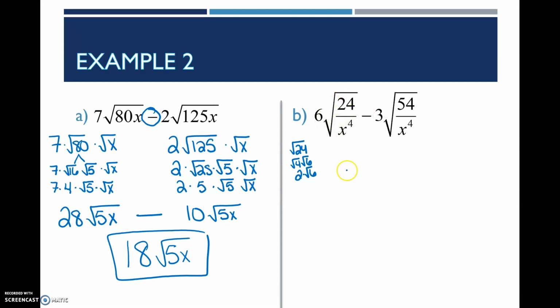So this term right here, we've got 6 times 2 times the square root of 6 over, what is the square root of x to the 4th? How many groups of 2 are there in 4? So we just have x squared on the bottom. Do you see where all of these pieces came from? Basically, this square root of 24 became this part right there. Okay? All right, now over here, square root of 54. Let's do that one.